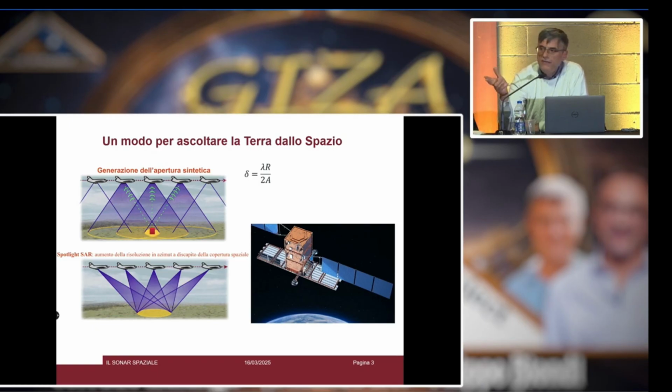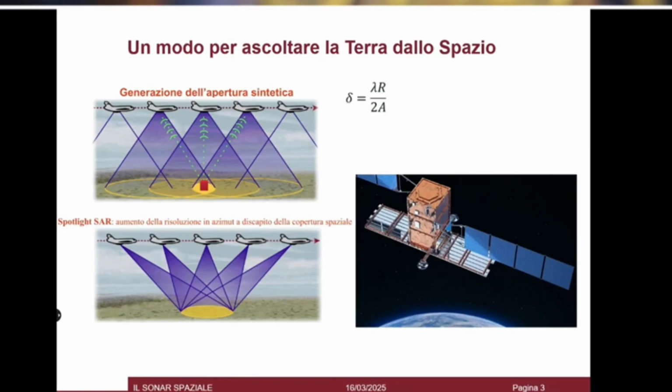And you see that lambda and r are in the numerator. This means that the more I increase r, the larger delta becomes. But I need delta to be small, because it is a minimum distance so that two objects can be distinguished separately, divided by 2 times the aperture. Everything plays out there.